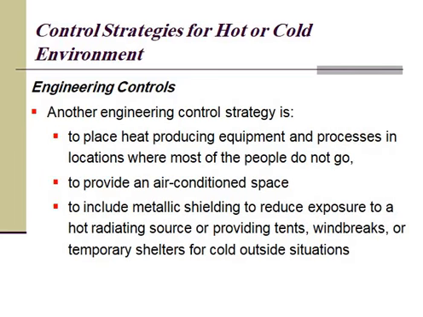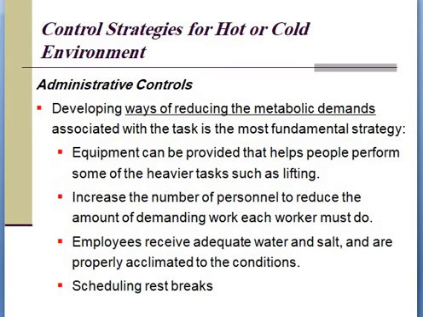Other engineering controls may include placing heat producing equipment in a location far away from where most of the people work, providing an air-conditioned space where most of the people are working, including metallic shielding to reduce exposure to hot radiating sources, or providing tents, windbreaks, or shelters for cold situations. Now, the administrative controls, remember, are workplace policies, procedures, and practices done by the organization to minimize the exposure of workers to risks.